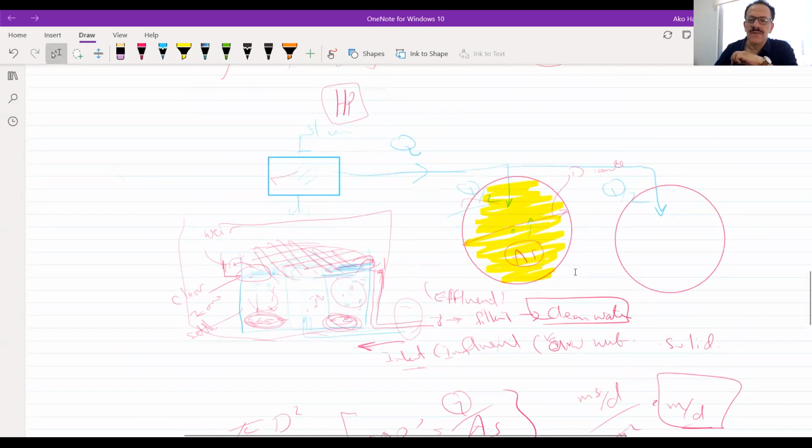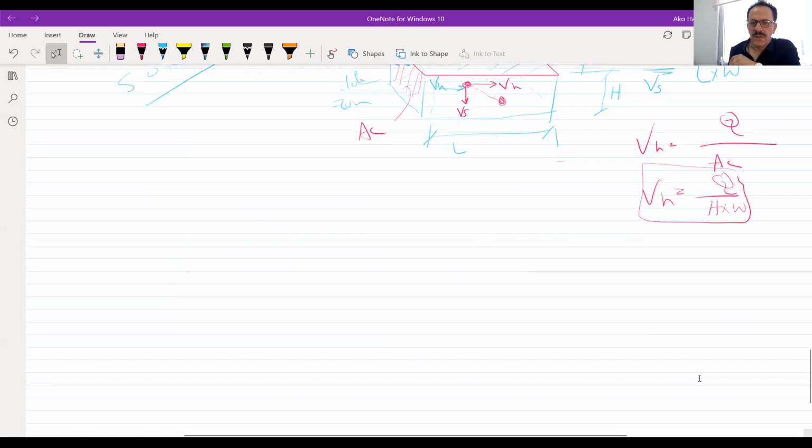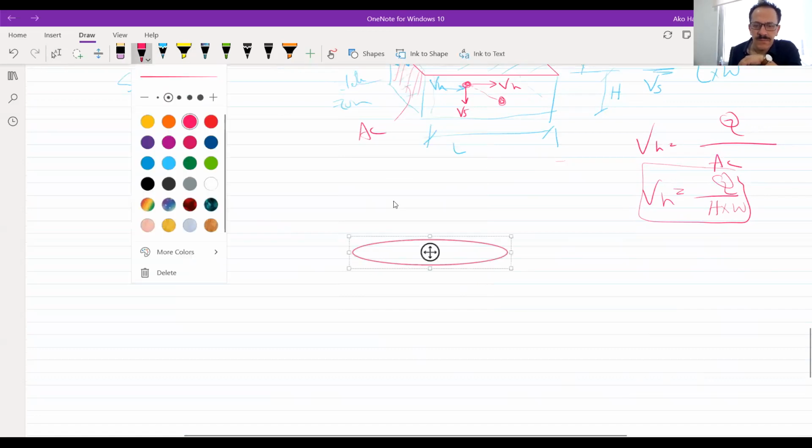And if I have a circular shape, what is going to be the horizontal velocity in this case? I have a tank, and this is the cross-section. What will be the horizontal velocity? Sorry, doctor, I don't understand your question. Okay, yeah, we have a tank like this.